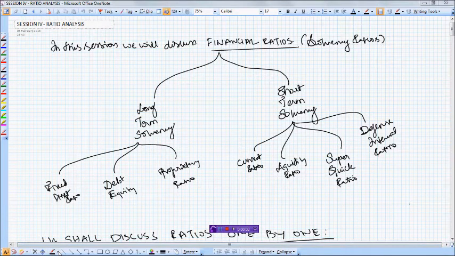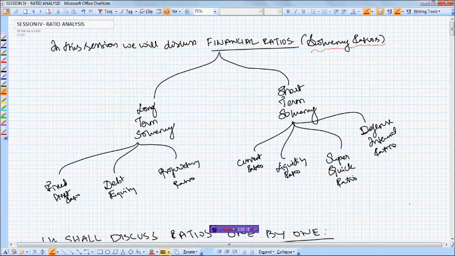Friends, welcoming you all for this fourth session on ratio analysis. In this session, we will discuss mainly the financial ratios. Financial ratios are also basically called solvency ratios.